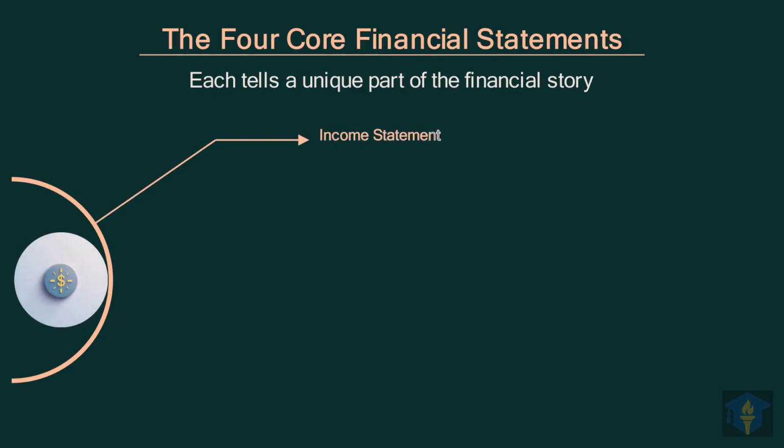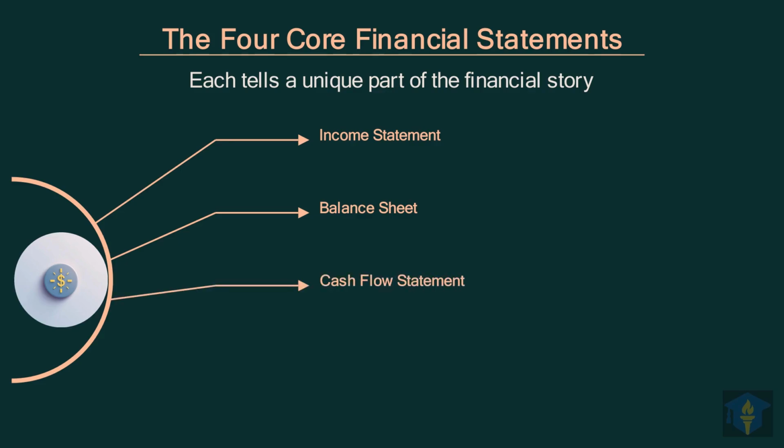First, we have the income statement, which reveals a company's profitability over a period. Next, the balance sheet provides a snapshot of assets, liabilities, and equity at a specific point. Then, the cash flow statement tracks how cash moves in and out of the business. Finally, the statement of changes in equity shows how owners' equity has changed over time.